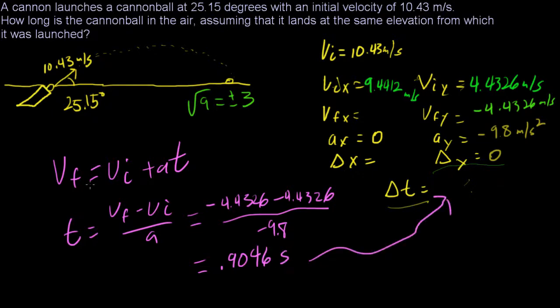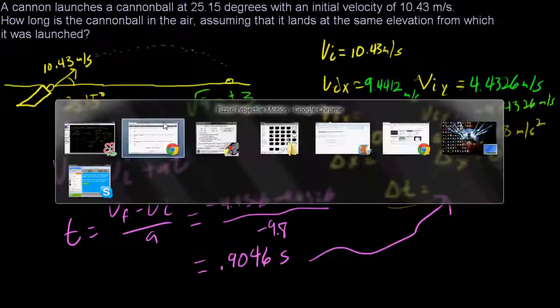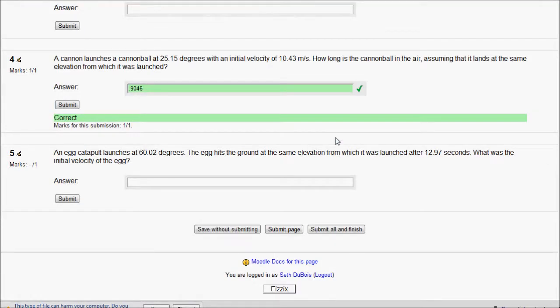Let's see if I got it right. I haven't actually checked this. Let's see if that's the correct answer. Is it 0.9046? Moment of truth. Yay, I got it right. That's not rigged. I just worked it and got it. Okay? So that's how you do that one. If you're really lucky, there's a 1% chance that these are the two numbers that you got. So that'd be nice if that happened to you. So that's number 4. It's not so bad.